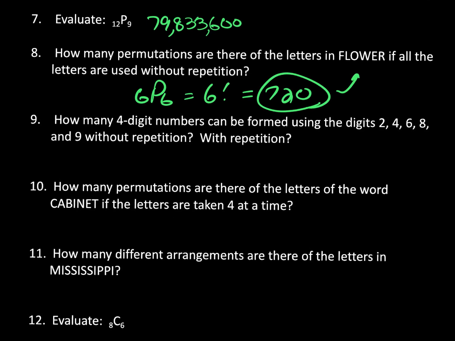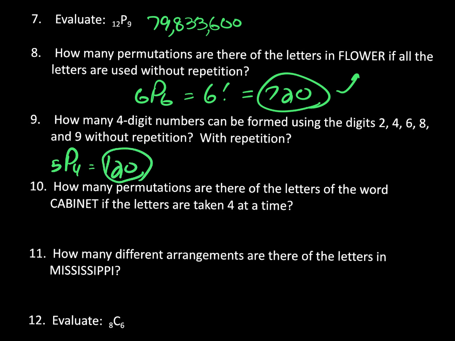Number 9, how many 4-digit numbers can be formed using the digits 2, 4, 6, 8, 9? There's 5 digits without repetition. Okay, so if you're not going to repeat them, that's just a 5P4. So I'm going to do 5, math, prob, 2, 4. I'm getting 120, 120 different ways if you do not repeat them.